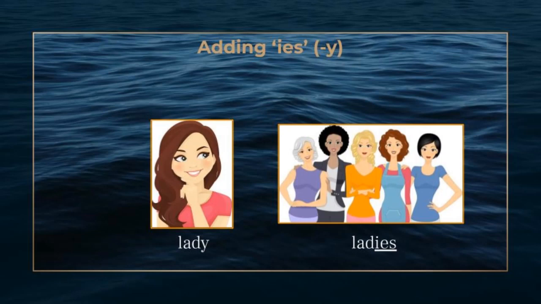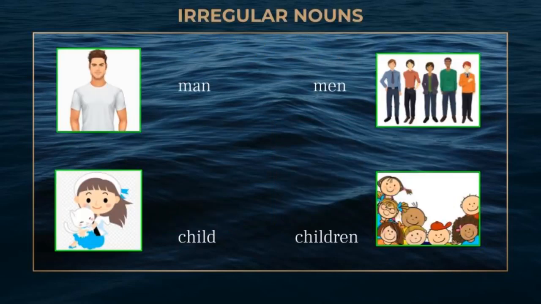Now what do we have to do? We have to remove the last letter Y and then add IES. Students, look here. The plural form of lady is ladies. What have we done here? We have removed the last letter Y and then added IES. The singular noun is lady. The plural form of lady is ladies.